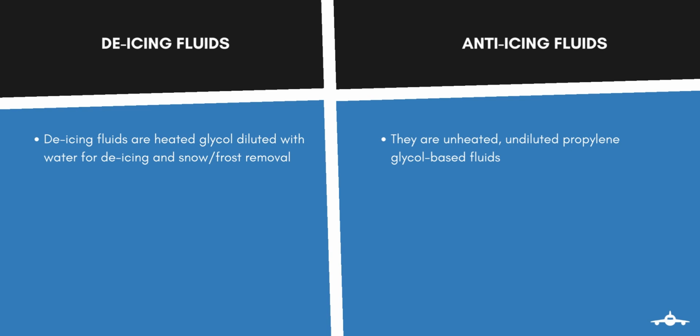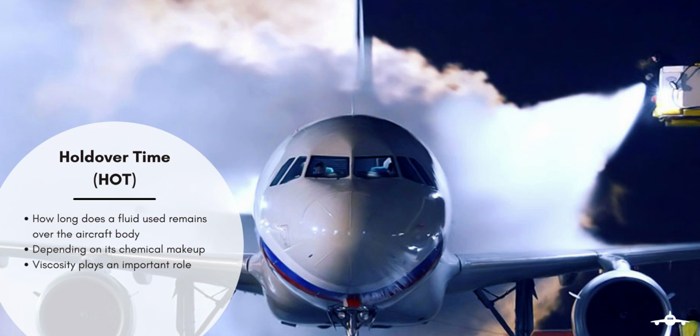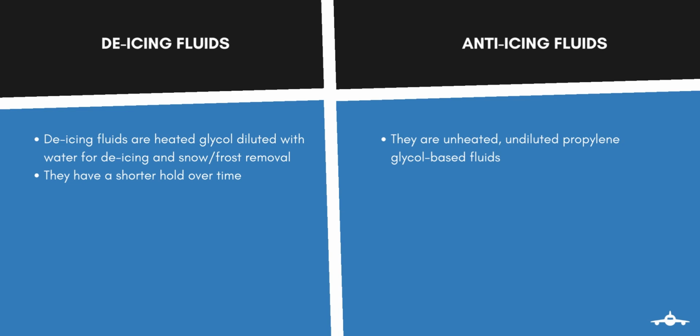So, to understand the difference between them, let us first understand the concept of holdover time. It is how long a fluid remains over the aircraft body which is being treated for icing. This holdover time depends on its chemical makeup, and viscosity plays an important role here. The de-icing fluids have a shorter holdover time. They melt and remove the layer of the ice which is already formed on the aircraft body. Whereas anti-icing fluids are so called because they have longer holdover time. So when they are sprayed over the aircraft body, they remain for a longer time than de-icing fluids and prevent water from icing over the aircraft.